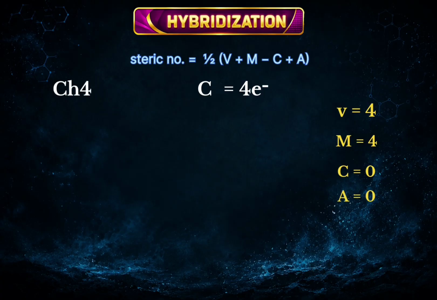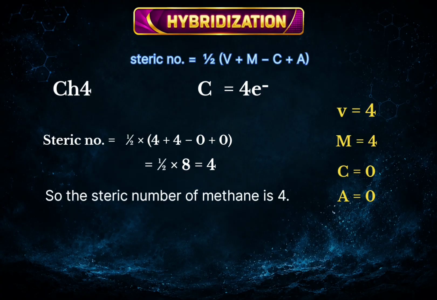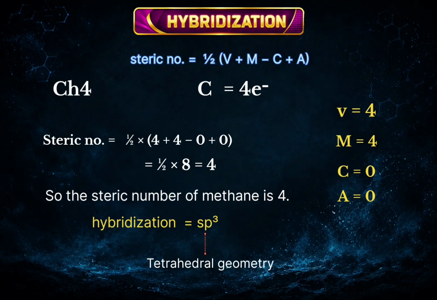Now substitute the values. Steric number equals 1/2 multiplied by 4 plus 4 minus 0 plus 0. That equals 1/2 of 8, which is 4. So the steric number of methane is 4. A steric number of 4 means the hybridization is sp3. And, as we learned earlier, sp3 hybridization gives a tetrahedral geometry with a bond angle of approximately 109.5 degrees.